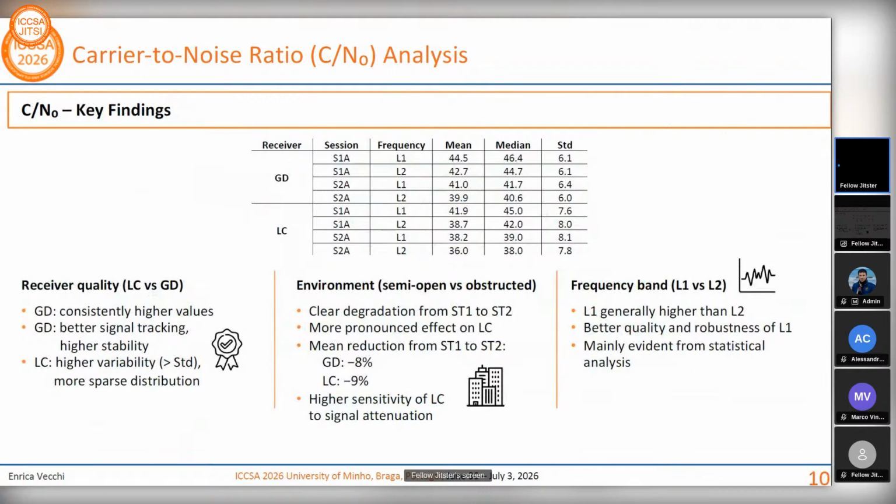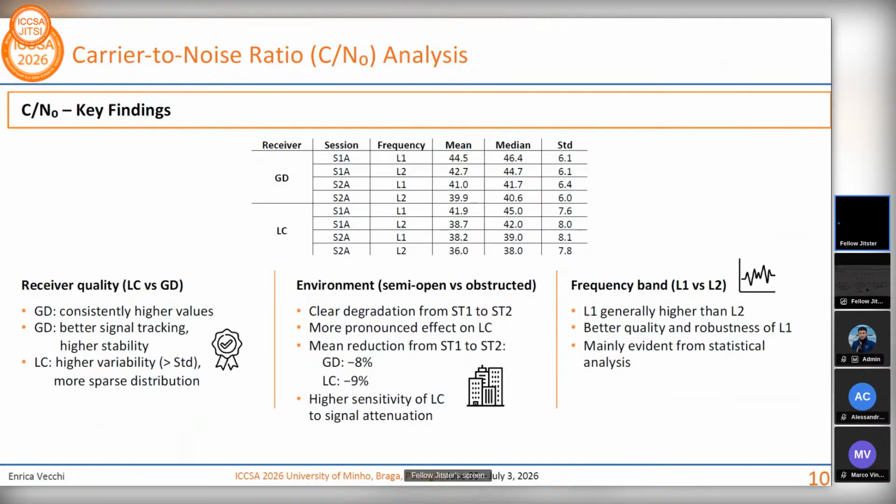We classify the result into 3 categories. So the first is the impact of the receiver quality. We see that the geodetic device exhibits consistently higher values of the signal to noise, of the mean and the median. So it results from the better signal quality associated with this device. While for the low-cost device, the values that are higher are only the ones of the standard deviation. So we have a higher variability and a more sparse distribution for the static sections.